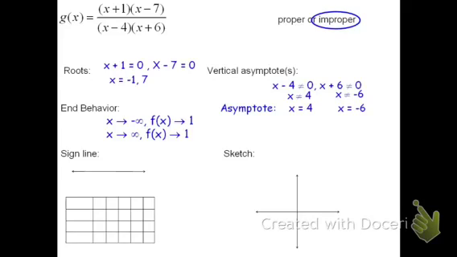To find the critical points on the sign line, we're going to use our roots and our vertical asymptotes. The smallest of these four numbers is negative 6, followed by negative 1, and then 4 and 7. Because we have the 4 critical points, we have 5 intervals. We have the two factors from the top, and we have the 2 factors from the denominator, so we have the 4 factors with the 5 intervals.